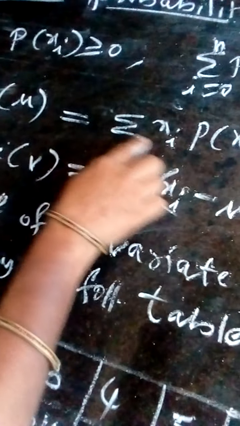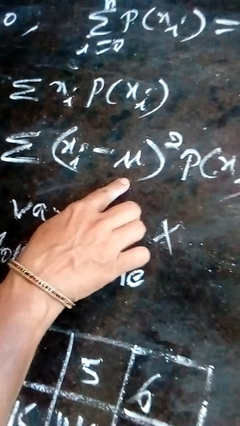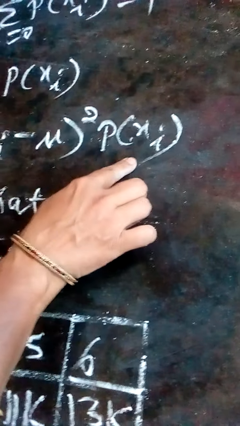Next one is mean. Mean is given by the formula mu, which is summation of xi into p of xi. Next one is variance. It is denoted by v, given by the formula summation of xi minus mu whole square into p of xi. So using these definitions and formulae, let us solve the example.